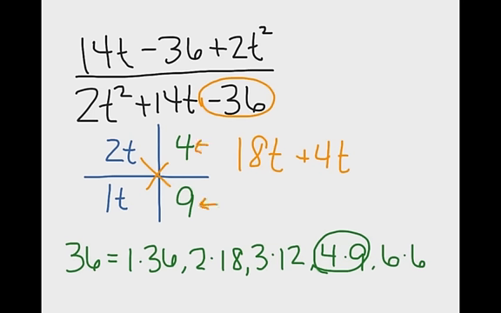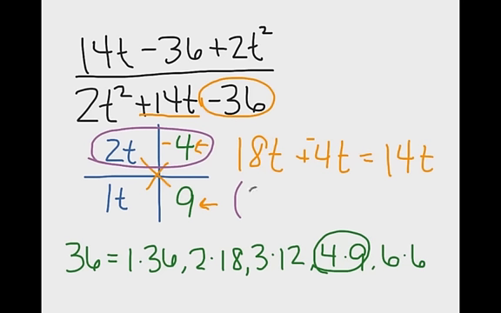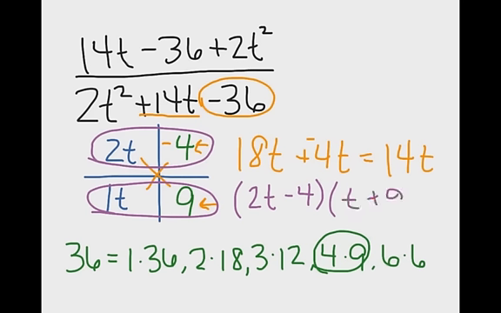So let's make our 4 a negative, because we know that if we look in the middle, we have 14t. So we want our bigger number to be positive, so then our answer when we add them together is positive. So we still have 18t, and then we're going to get a negative 4t. And that equals together to get 14t, which is exactly what we want. And to look in our parentheses, our first one is just the top row, 2t minus 4, and in our second one, t plus 9.